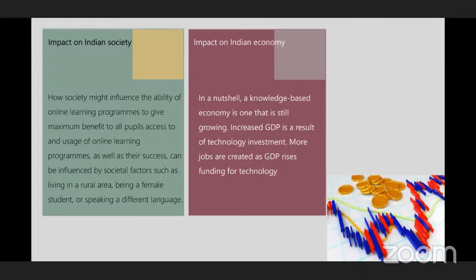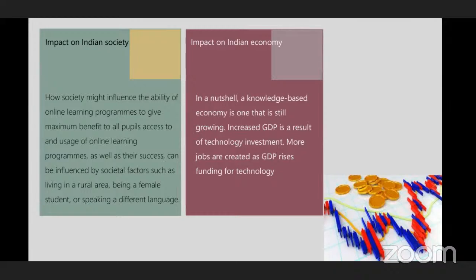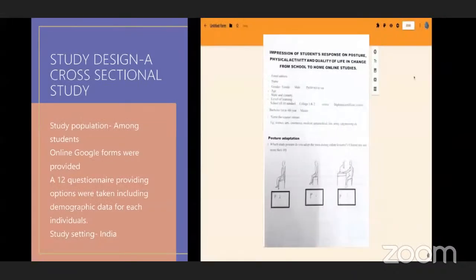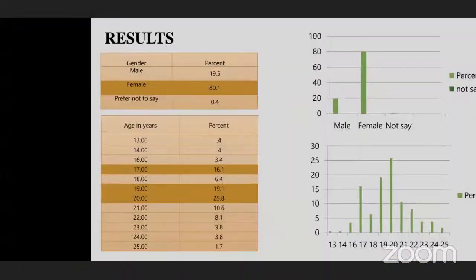Our main aim is to evaluate the response of students on posture, how it affects their physical activity and quality of life in changes from school to home, directly from offline to online lectures. My study design was a cross-sectional study. The study population was among students. Online Google Forms were provided. A 12-question questionnaire providing options was taken, including demographic data for each individual. My study setting was in India.